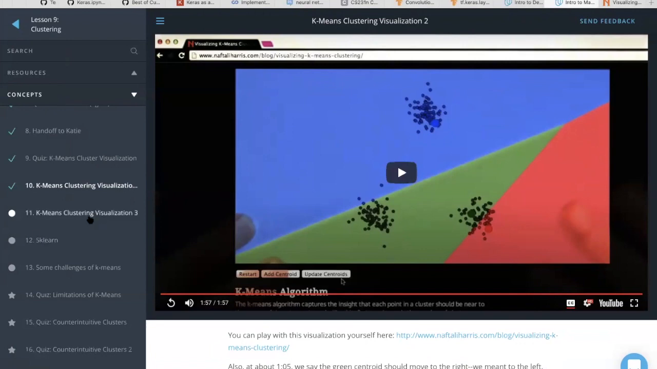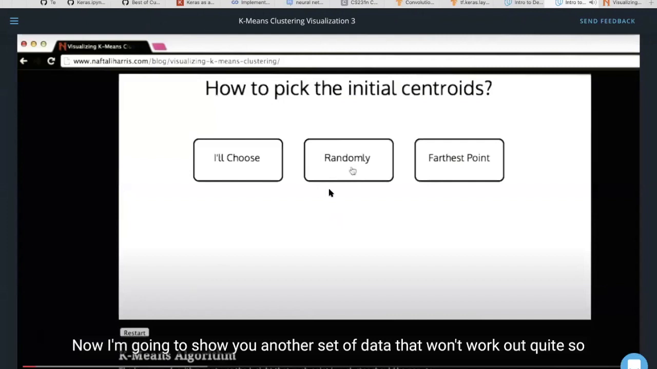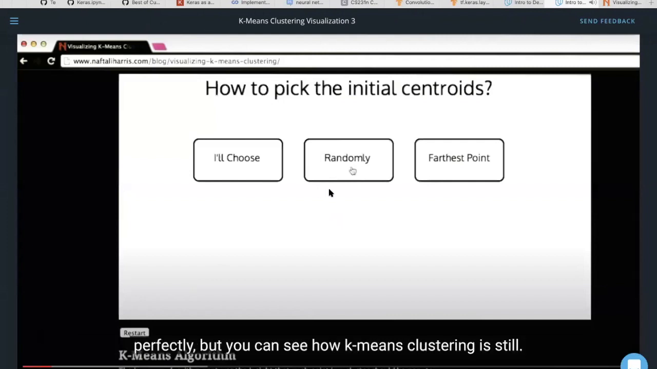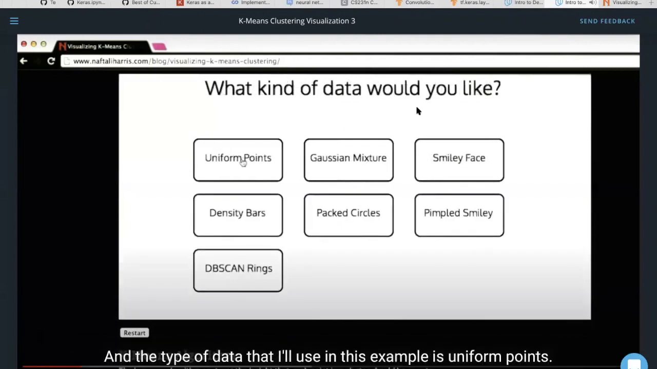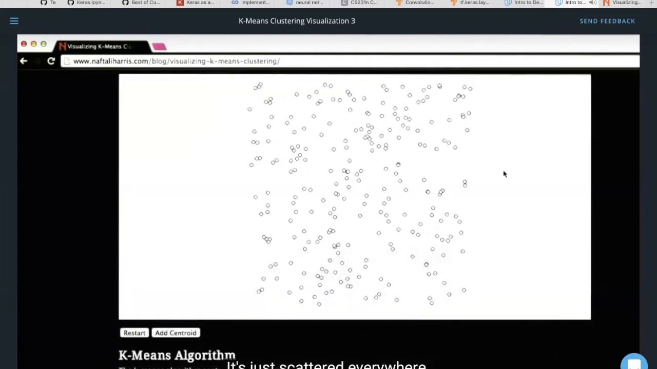Okay. Now I'm going to show you another set of data that won't work out quite so perfectly, but you can see how k-means clustering is still useful. The type of data that I'll use in this example is uniform points. This is what uniform points look like. It's just scattered everywhere. So I wouldn't look at this and say there's clear clusters in here that I want to pick out, but I might still want to be able to describe that, say, these points over here are all more similar to each other than these points over there. And k-means clustering could be one way of mathematically describing that fact about the data.